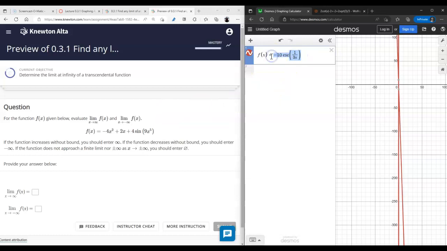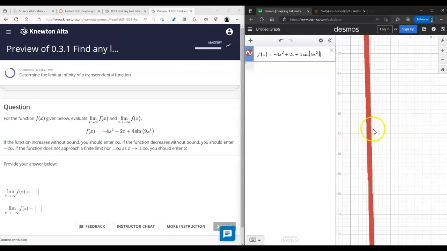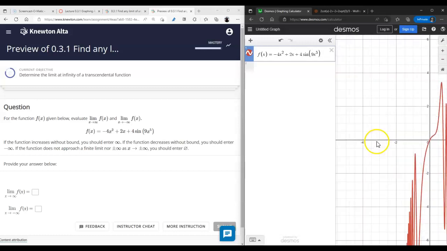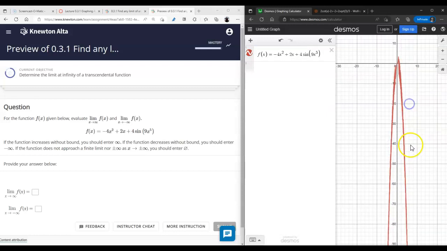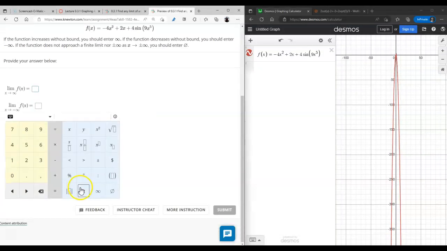And another function, negative 4x squared plus 2x plus 4 sine 9x to the power 5. That's a pretty crazy function. It's beautiful here. What's going on here? Hold on. Oh my god, look at this. Look at this function. How pretty it is. But again, the overall pattern is what? It goes to negative infinity as x approaches infinity and negative infinity. So both answers are negative infinity here.